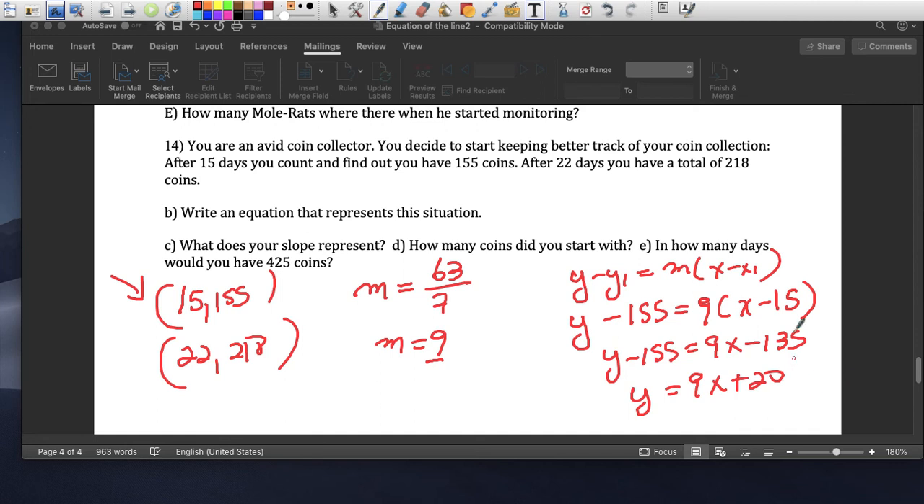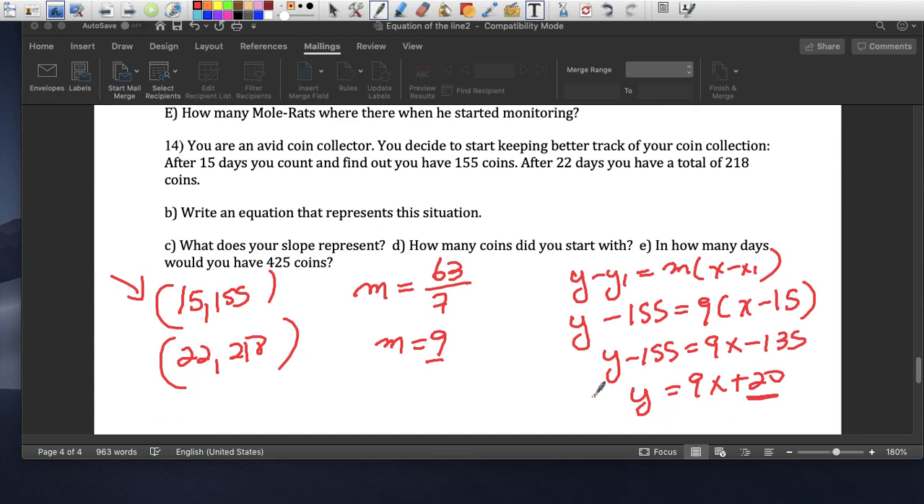There you go. How many coins did I start with? Did I do something wrong here? 9 times 15 is 135. Something's not right. How many coins do you start with? 20. Oh yeah, no, that's fine. How many coins did I start with? Good, 20. That marks my intercept.